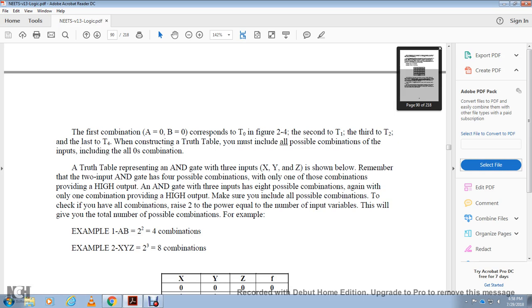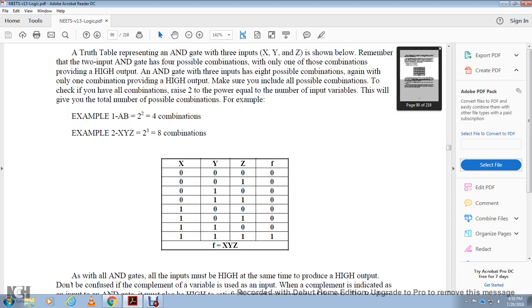The truth table is also represented for an AND gate with three inputs, X, Y, and Z, as shown below. Remember, the two-input AND gate has four possible combinations, and only one of those combinations provides a high output for the AND gate. Three inputs give eight possible combinations. Again, only one combination provides a high output, and the table should include all possible combinations. Raise 2 to the power equal to the number of input variables. This will give you the total number of possible combinations. For example, A, B is 2 times 2, which is 4 combinations. X, Y, Z is 2 cubed, which is 8 combinations.